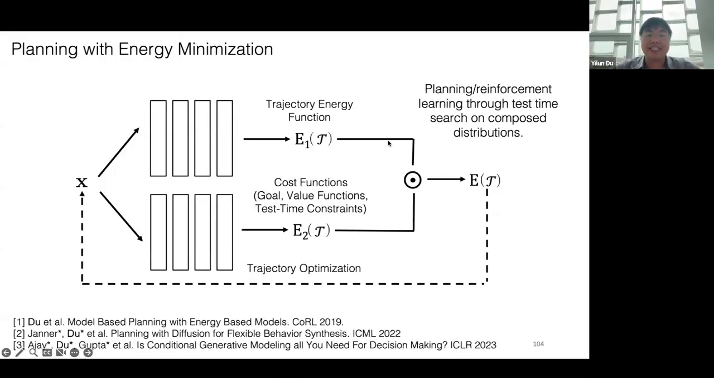So if we look back at this energy diagram of composing energy functions, this corresponds to taking a trajectory level energy function on top, and then having an energy function for costs or the goals of the agent, whether it's a goal, a value function, or test time constraints, and simply combining these two together. Once you combine these two energy functions into one, you run some type of optimization on this. This allows you to implement planning and reinforcement learning through test time search on these composed distributions.